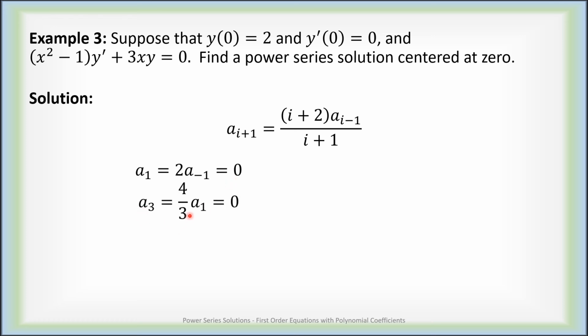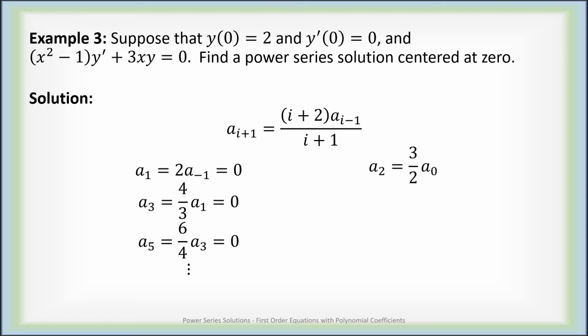a3 is then going to be 4/3 times a1, which is also going to be 0 because a1 is 0. a5 is then going to be 6/4 times a3, but having determined a3 is 0, this must also be 0, and so forth and so forth. So it certainly seems that our assumption that a sub minus 1 is 0 actually forces all of the odd indexed a_i to all be 0. But what about the even ones?